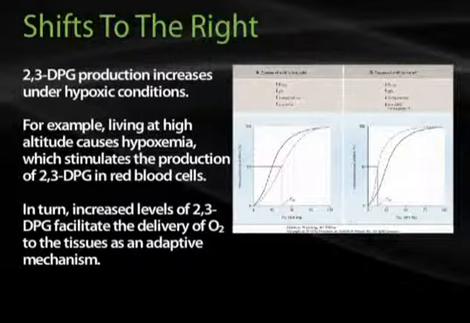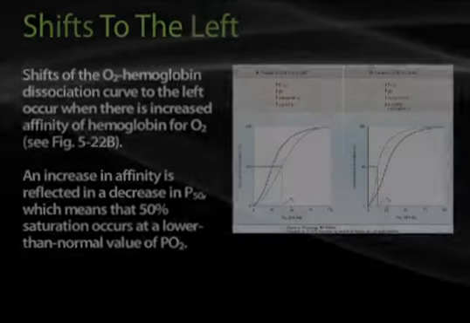We increase our 2,3-DPG production under hypoxic conditions. So if we're living at high altitude, which causes hypoxemia, that's going to stimulate the production of 2,3-DPG in red blood cells. These increased levels of 2,3-DPG are going to facilitate the delivery of oxygen to the tissues as an adaptive measure to that hypoxemia of altitude.